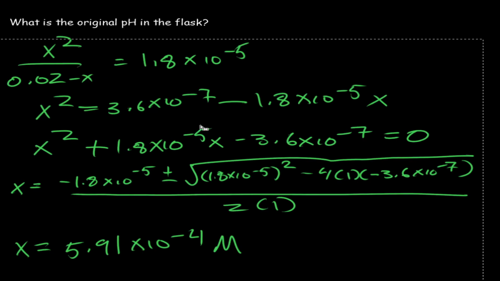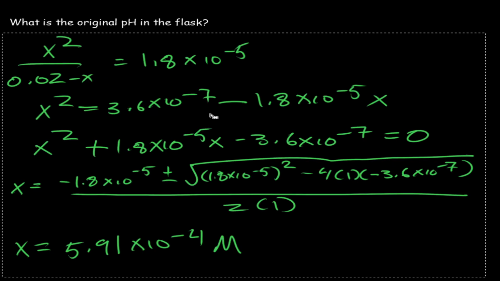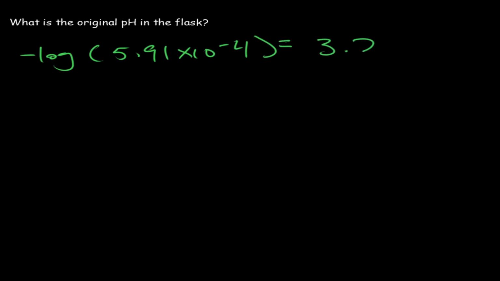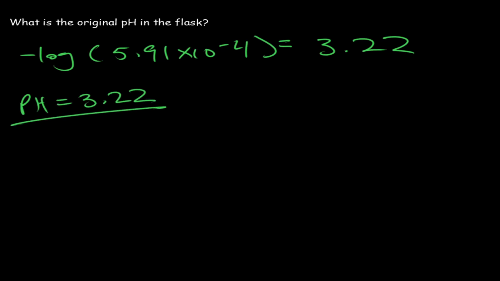So next we have to find the pH, which will be the negative log of our x value. So the negative log of 5.91 times 10 to the negative 4 gives us a final pH value of 3.22. So the pH initially, when there's only acetic acid in the flask, is 3.22. And this makes sense because we have a weak acid, so our pH should be low.